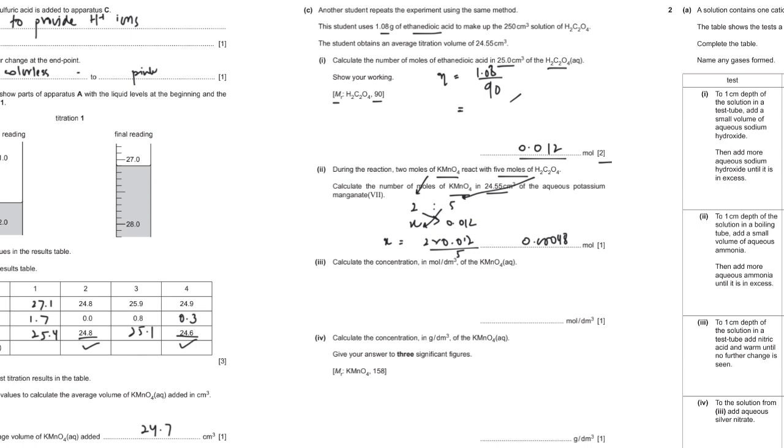Okay, now you need to calculate the concentration. Moles is equal to concentration into volume, and concentration will be equal to moles divided by volume. So moles are 0.00048 over volume. Volume is 24.55. It's in centimeter cube. You are required to calculate concentration in decimeter cube. So you will divide the volume by 1000. So 24.55 divided by 1000. So the answer would be 0.0196, right?